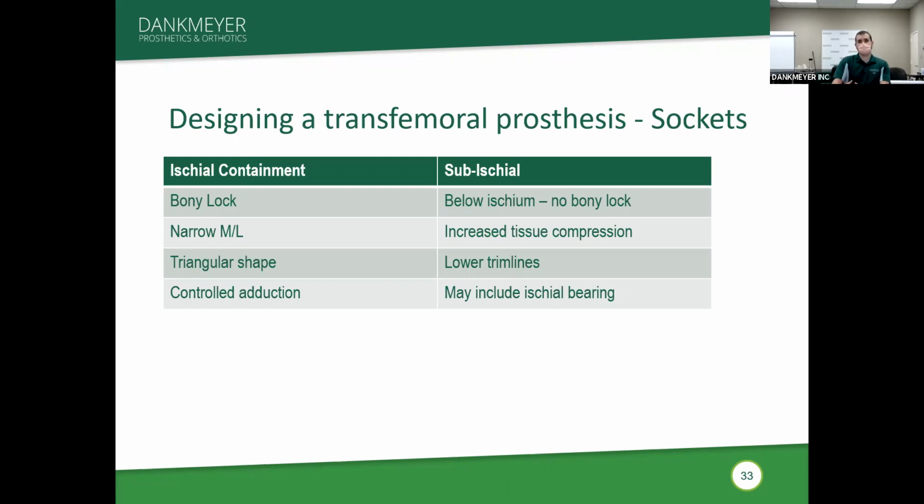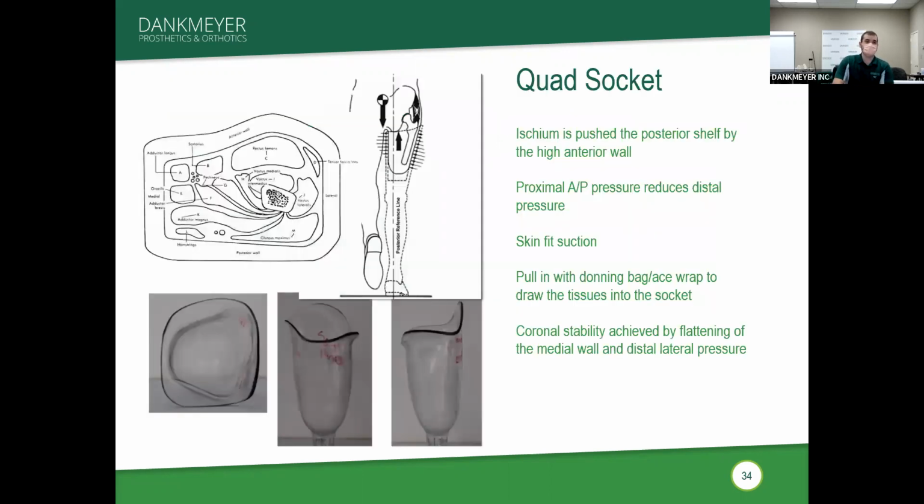And then you have subischial. And I would classify the quad socket as subischial. We're not containing the ischium. The socket is below the ischium. The ischium may be resting on the socket. It may be supported by the socket, but it is not contained within the socket. And that's a key difference.